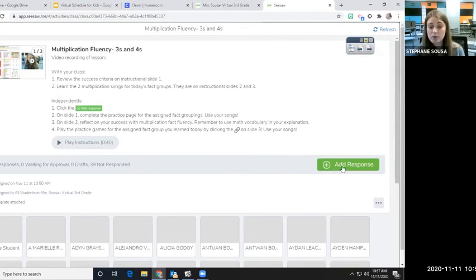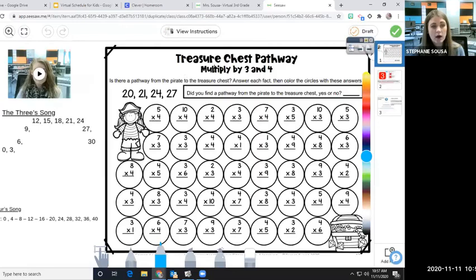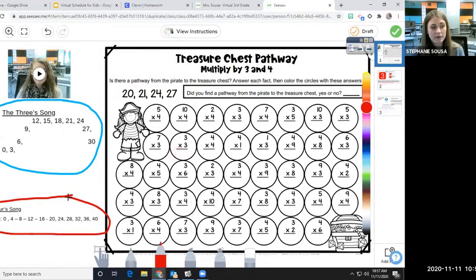So I want to show you what this looks like. On slide 1, you are given a treasure chest pathway for 3s and 4s. I've put the lyrics for the 3s song here. I've put the lyrics for the 4s song here. So you can use these by either singing the song or you can touch them. By saying you needed 3 times 4, you could go 3 times 1, 2, 3, 4, and you would know it's 12. So you can use them several ways.